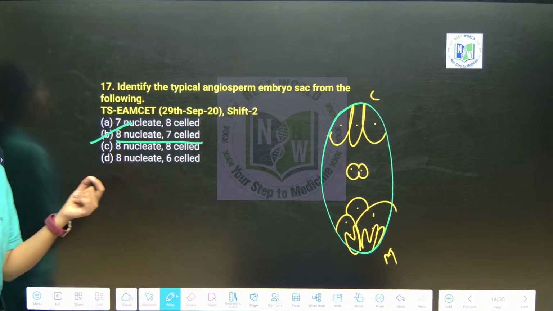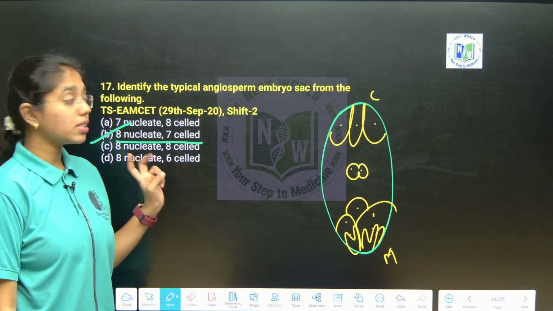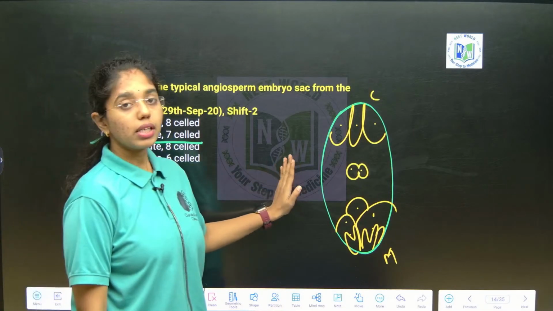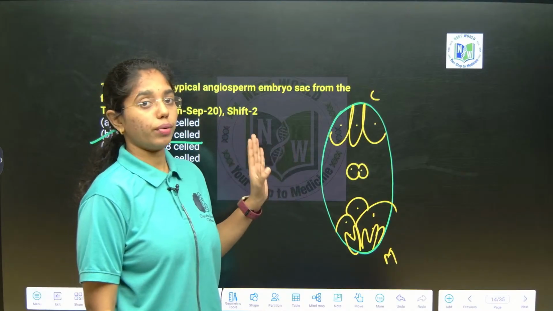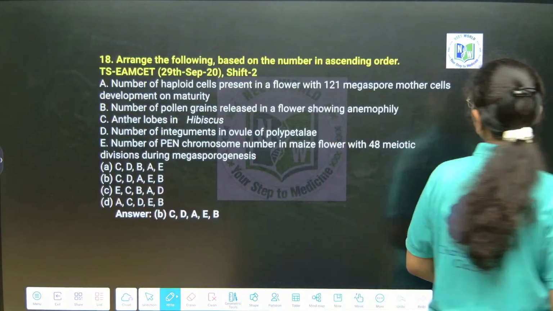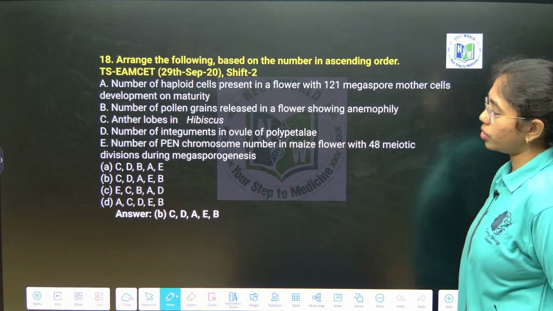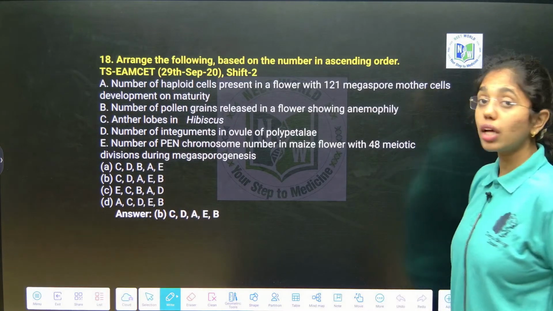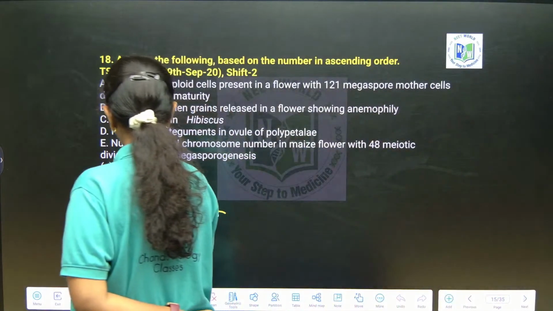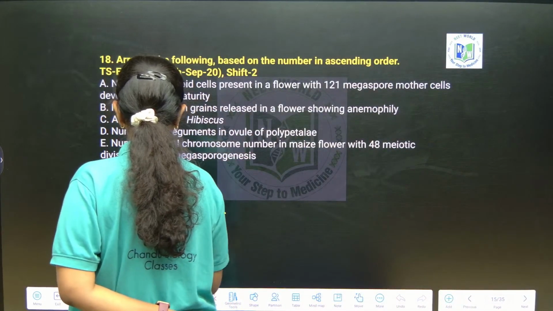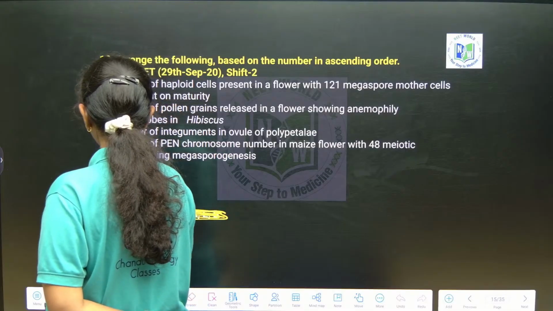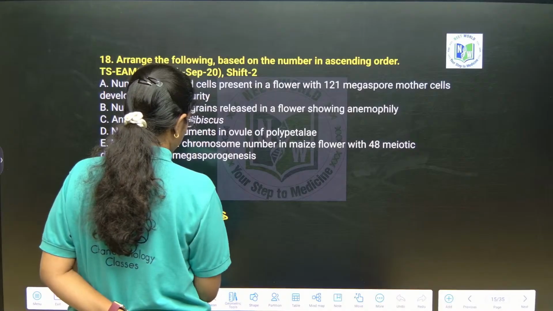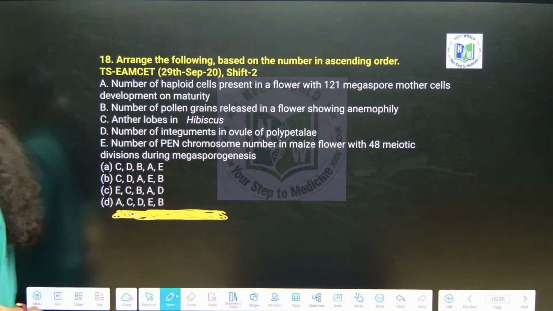See, on the angiospermic embryo sac, this is the second question we are seeing from the previous year questions. That important is the embryo sac structure. Just look into it, ma. Next, 18th question, look into it carefully. Arrange the following based on the number in ascending order. Based on the number. Very interesting question actually. Just go through it and answer.